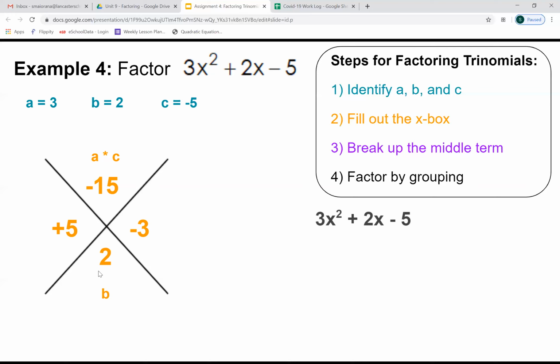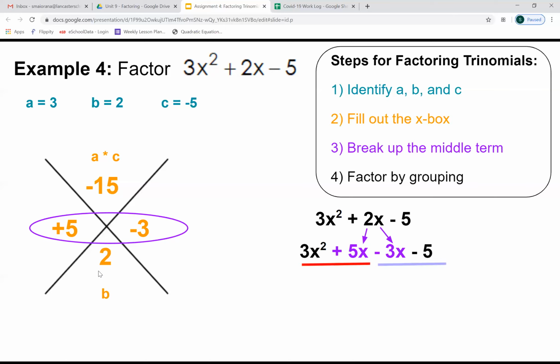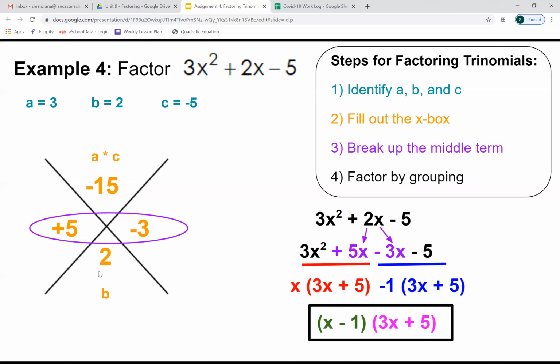So +5 and -3 are the numbers I use to break up the middle into 3x squared plus 5x minus 3x minus 5. And then we go back to factoring by grouping. So the GCF of the red group is just an x, and I'm left with 3x plus 5. The GCF of the blue group, all I can take out is a -1, and I'm left with 3x plus 5. So my factored form is x minus 1 and 3x plus 5.